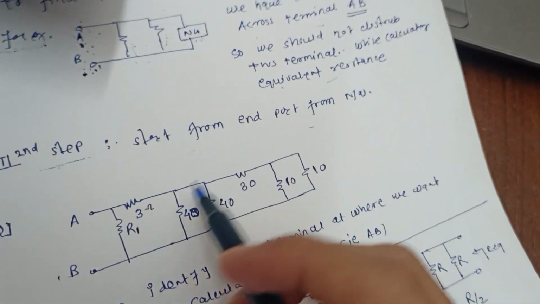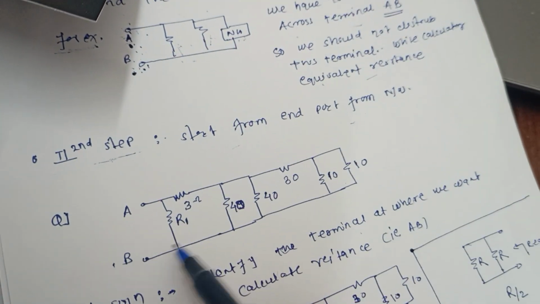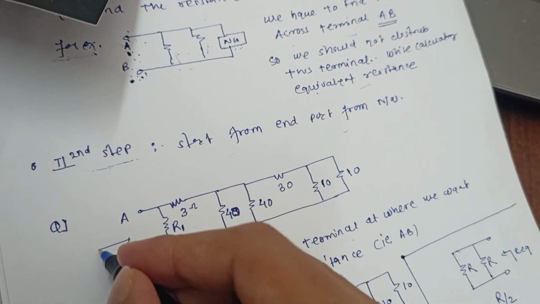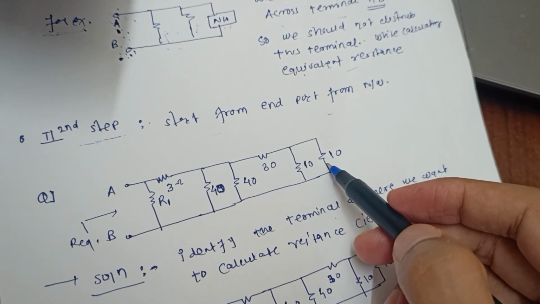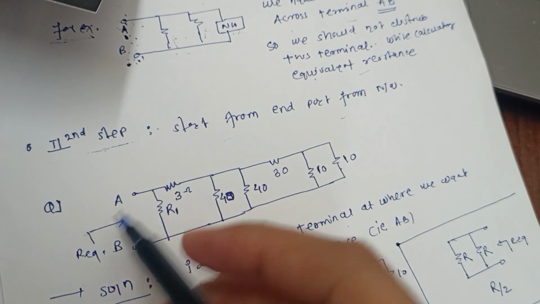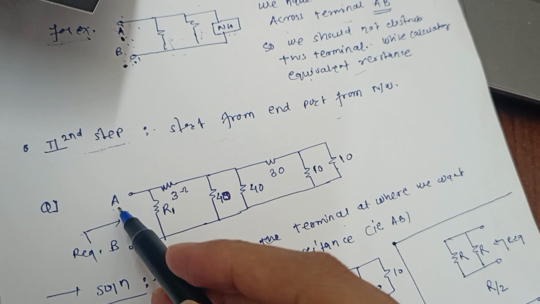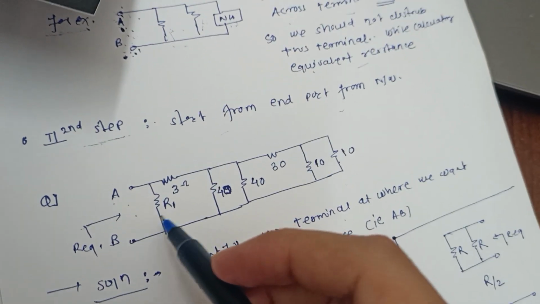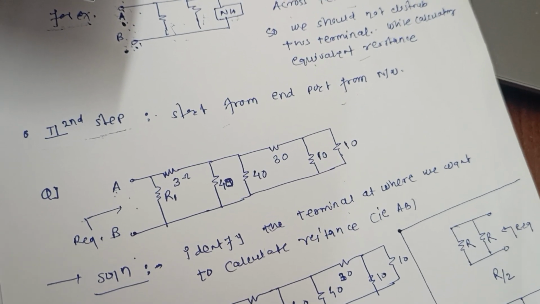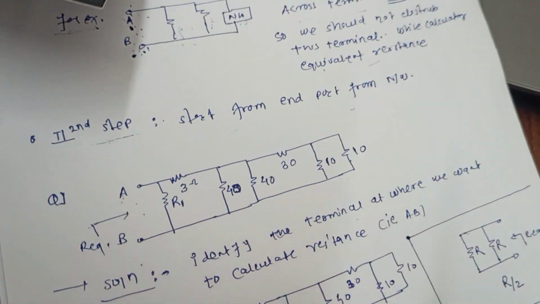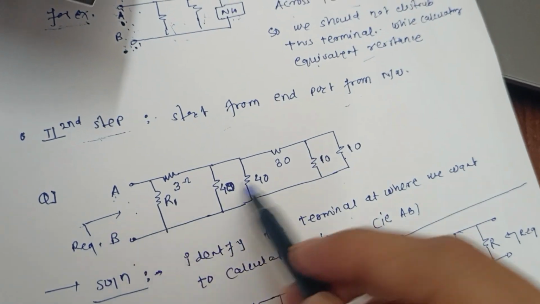So we are taking one example. Suppose we have this network and we have to calculate the equivalent resistance across this terminal. The first step is that we don't disturb this terminal. You should be able to identify the terminal where you want to calculate your equivalent resistance. So we have terminals A and B. You should be very careful about these terminals, you should not forget them, and you should start from the back end of the network. So where is the end of the network?